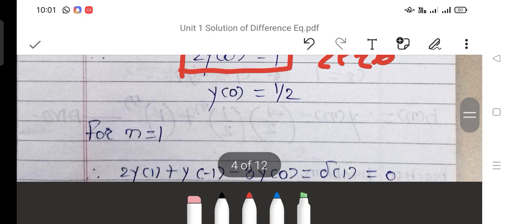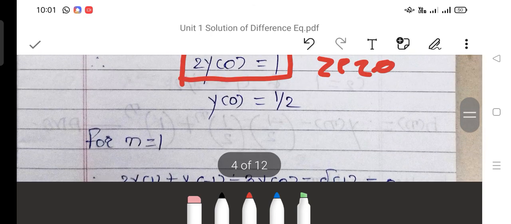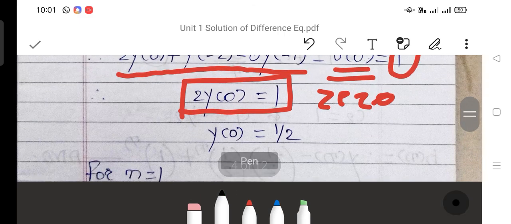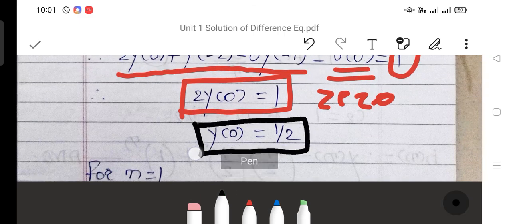So y of 0 is 1 by 2. This is our first task. y of 0 is 1 by 2.